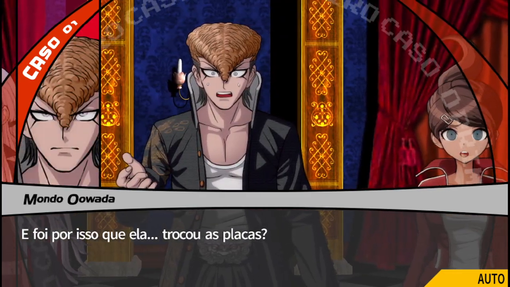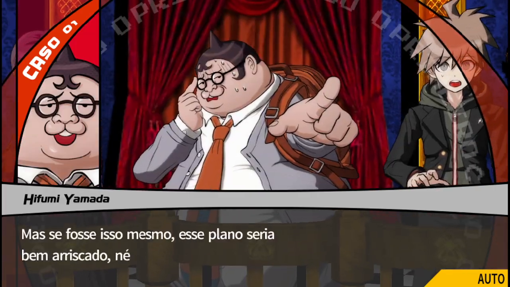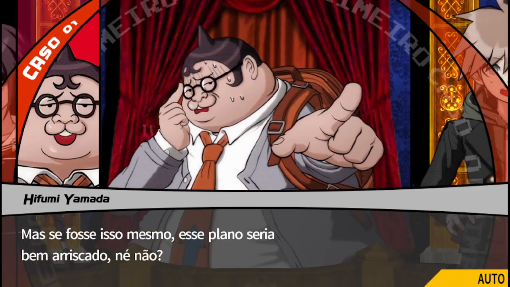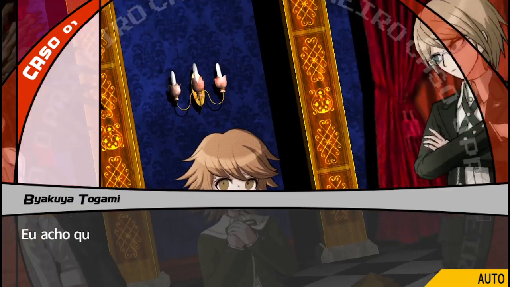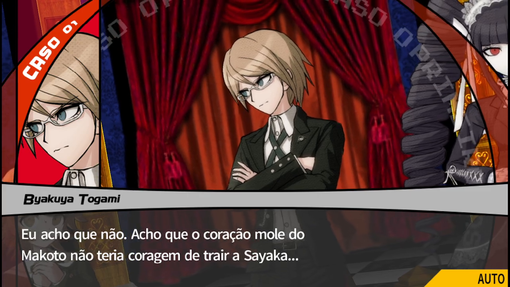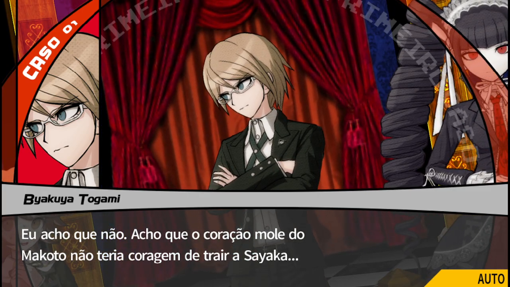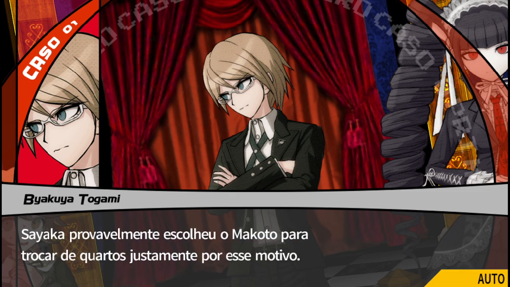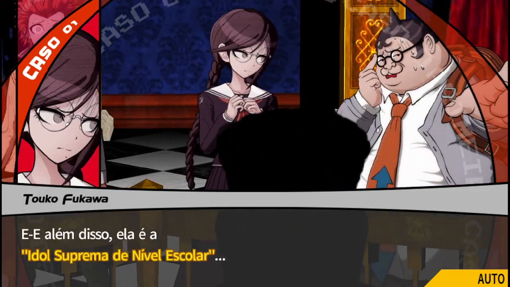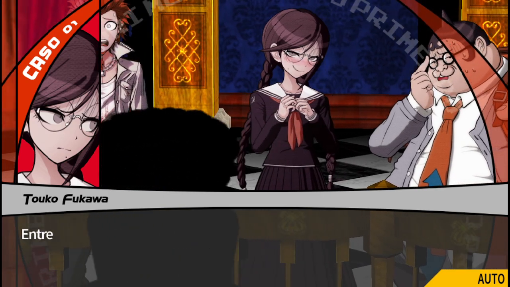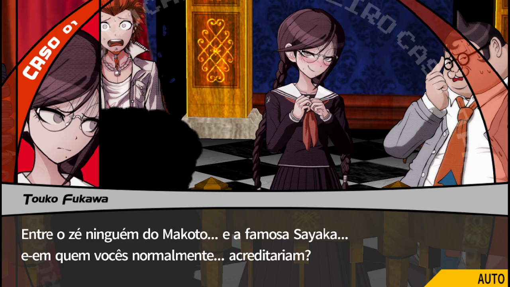So all that's why she switched the names? But doesn't that plan seem a little risky? For one thing, even if her plan worked, Mr. Naegi would just tell everyone they'd switched rooms. I don't know. I'm not sure our soft-hearted Makoto is capable of that kind of cutthroat behavior. I'm sure Sayaka realized the same thing, which is why out of all of us, she asked him to switch rooms. Plus, she was the ultimate pop sensation. A totally forgettable kid, or a national superstar. Who are you more likely to believe?